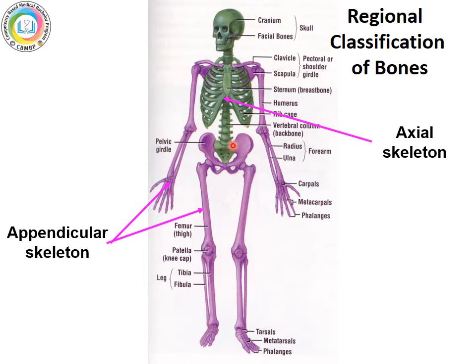In this classification, we can see in the upper limb the shoulder girdle, clavicle, scapula, the arm humerus, the forearm radius and ulna, and then carpal, metacarpal, and phalanges. In the lower limb, there is the pelvic girdle formed of the hip bone, and then the thigh bone is the femur, then the patella or kneecap, and tibia and fibula, the leg bones, and then tarsal, metatarsal, and phalanges. You will study these bones in detail in the lab.